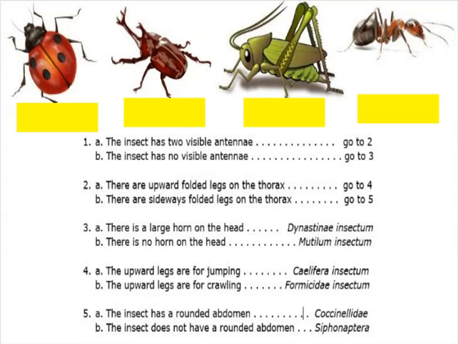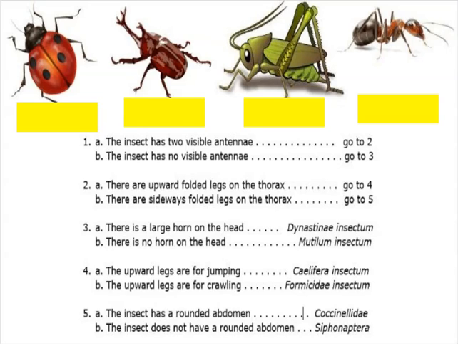All right, here's one with insects. With 1A and 1B, you start off with broad categories, and then it goes more specific until you find what they are. The big broad category in this case is antenna or no antenna. So 1A says that the insect has 2 visible antennae. If it does, you go to 2. The insect has no visible antenna. If it doesn't, then you go to 3. So 3 out of those 4 I see have visible antenna. The other one doesn't. You're going from there.